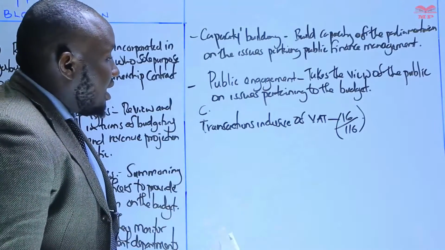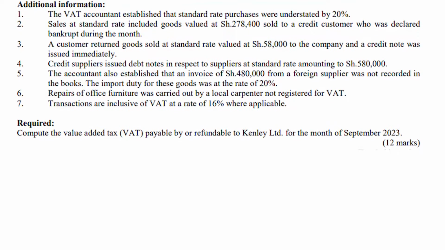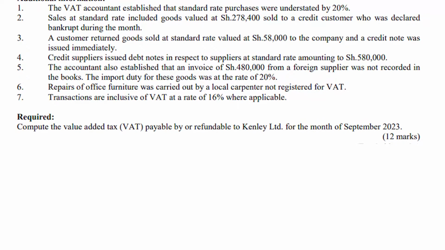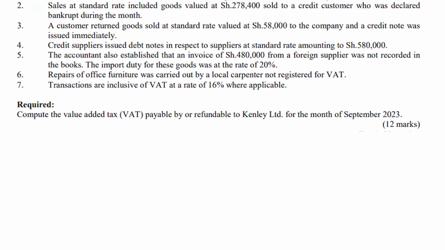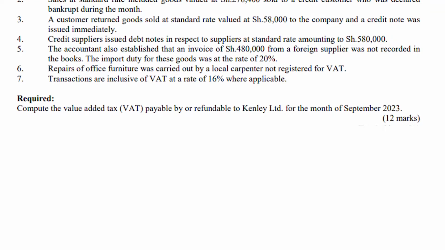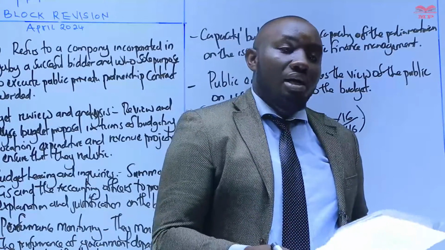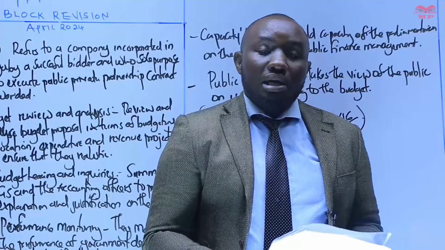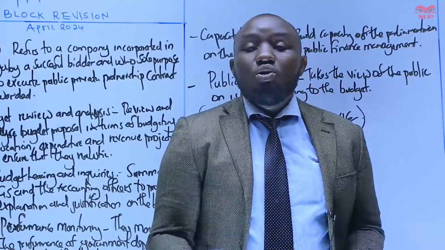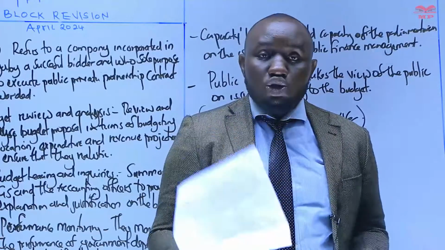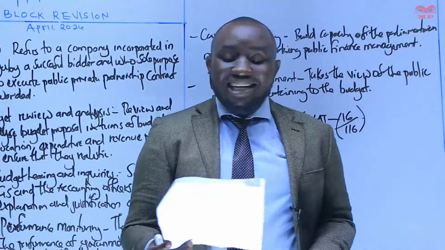So then we're being told to compute the value added tax payable or refundable to Kenley Limited for the month of September. So 2 analyses that we derive from this question. One is that this question does not have exempt sales. If it does not have exempt sales, then we can use the VAT account, and there's no restriction in this particular question. So we begin to have the analysis.